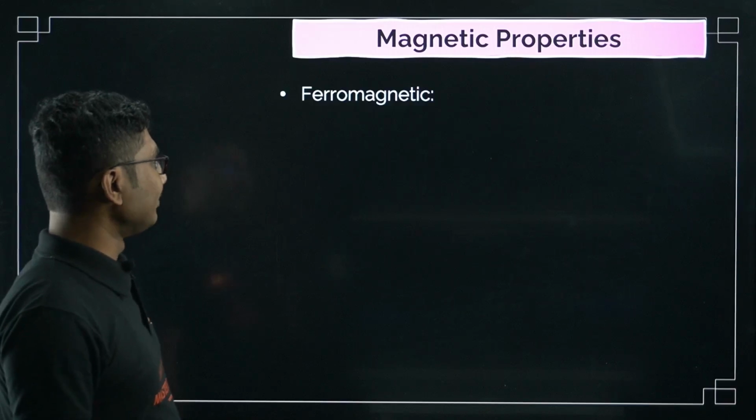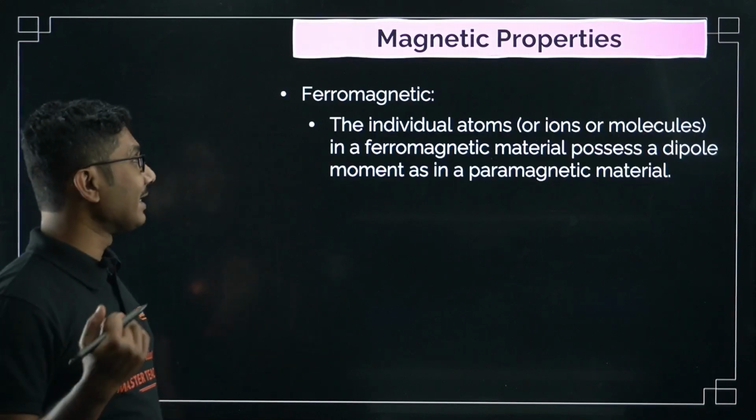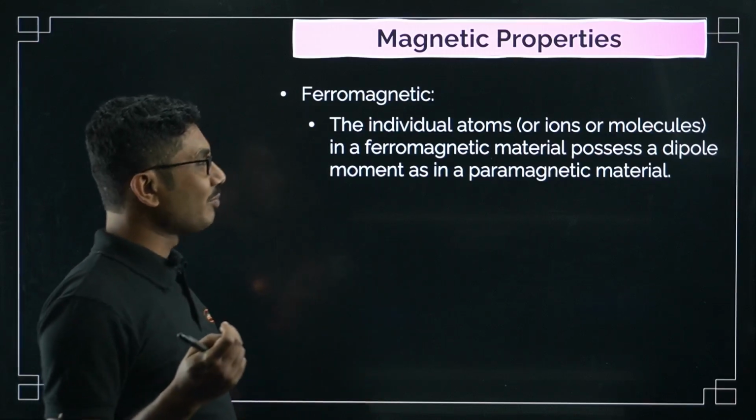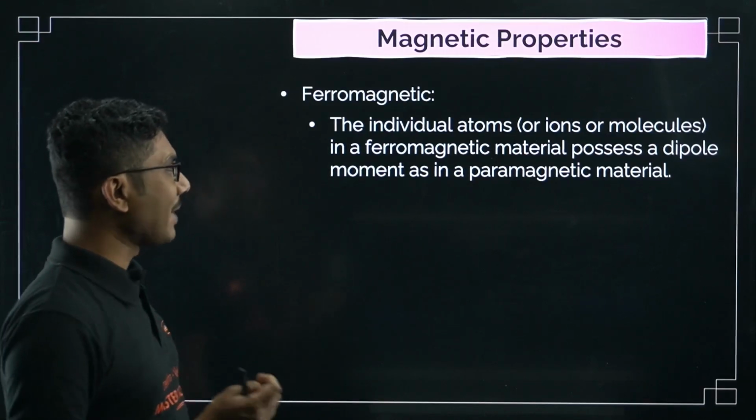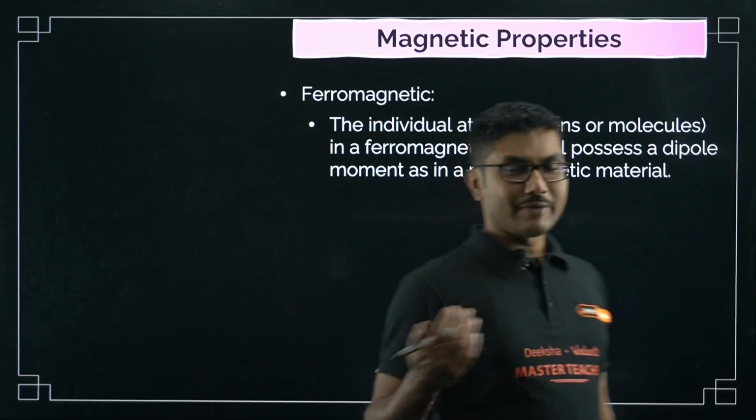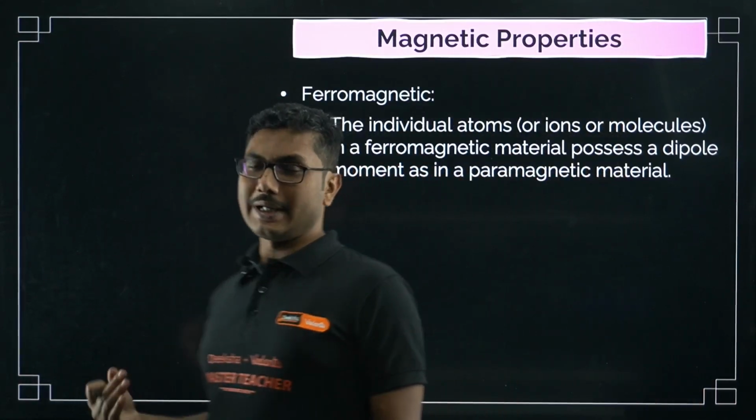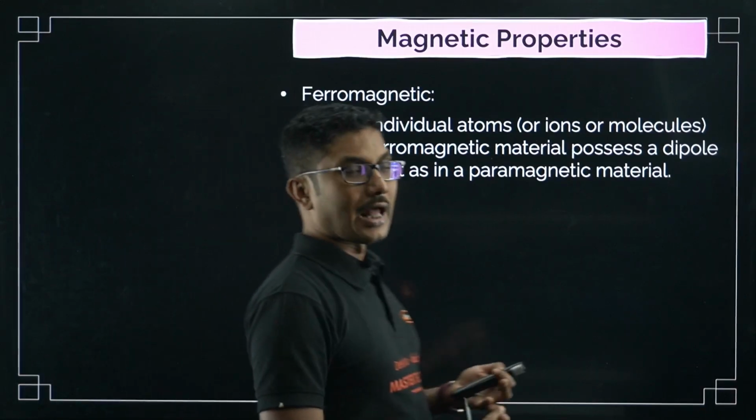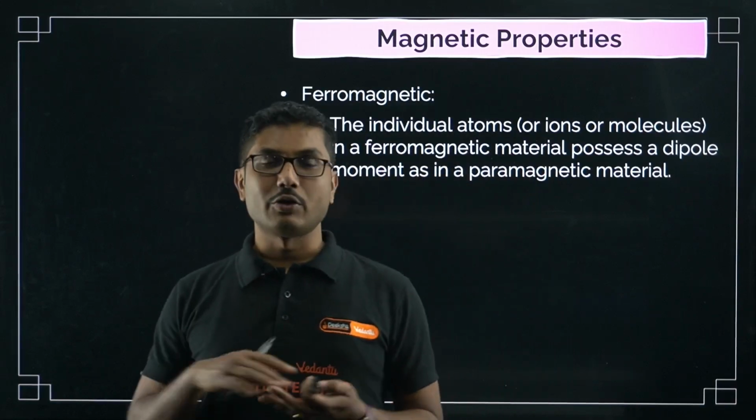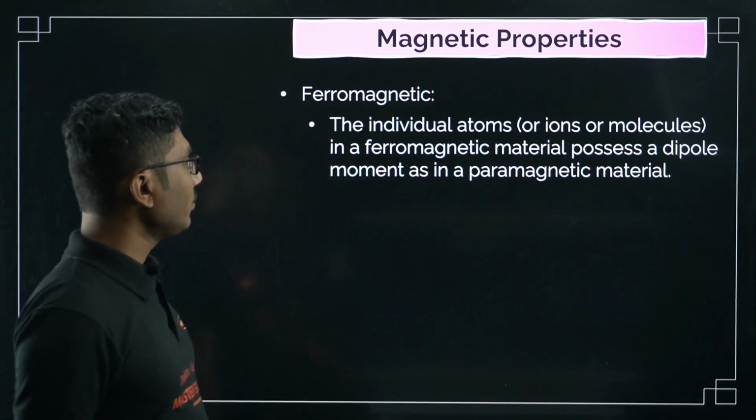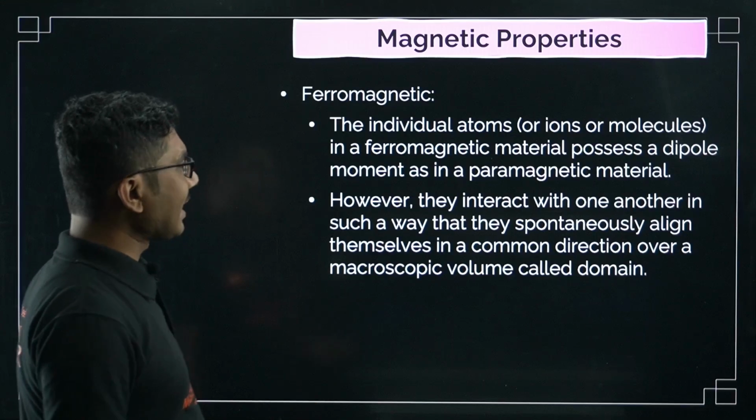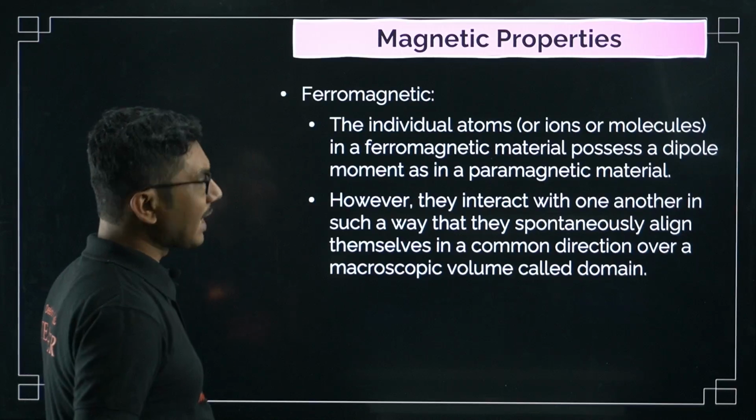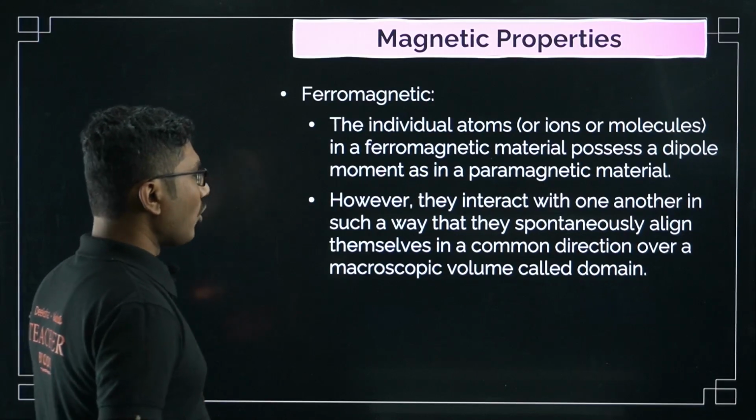Now, ferromagnetic material does not end here. The individual atoms, ions or molecules in a ferromagnetic material possess a dipole moment as in the paramagnetic material. So paramagnetic material and ferromagnetic material both possess a permanent dipole moment. In diamagnets, individual atoms have dipole moments, but they cancel each other and the net dipole moment is 0. However, in ferromagnets they interact with one another in such a way that they spontaneously align themselves in a common direction over a macroscopic volume called a domain.